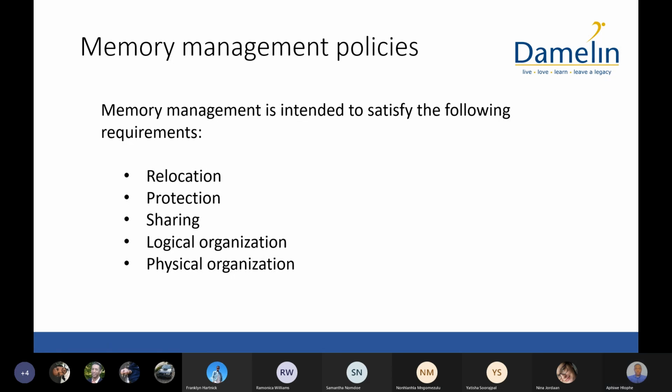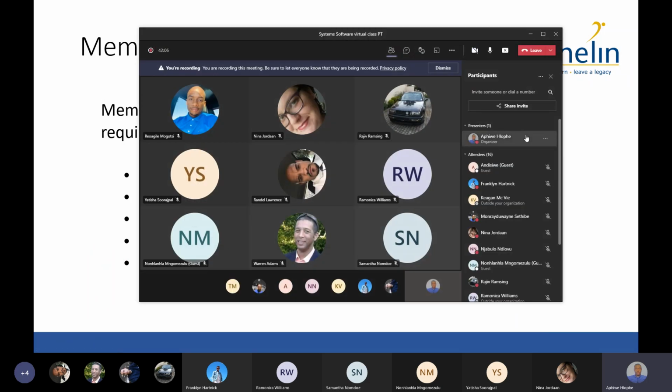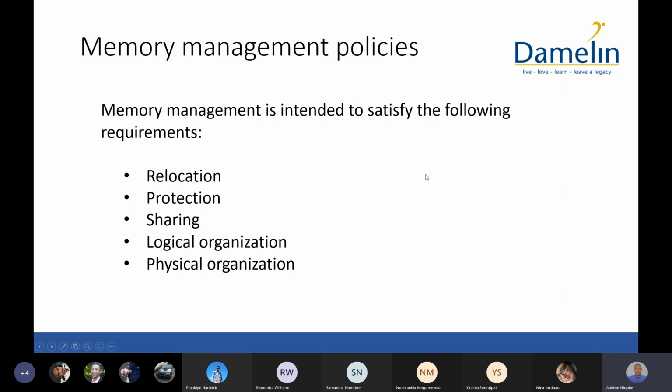So then we have memory management policies. Okay, I'm open to questions. Because I only see you once a week, if you have a question on a particular slide, I'm open to questions. I can't see your hands here, but if you feel like you want to unmute yourself and ask a question, you're more than welcome to do so, and I'll answer. Or if you need clarity on a particular concept.